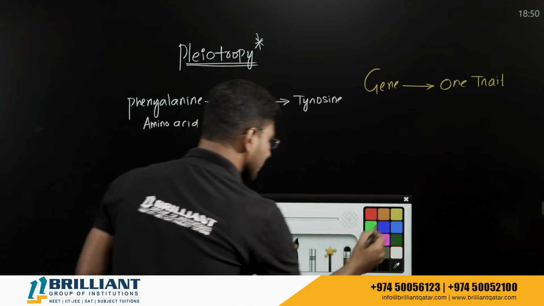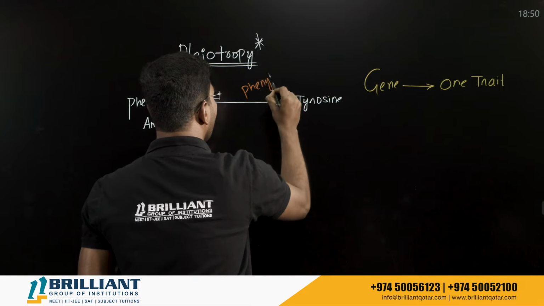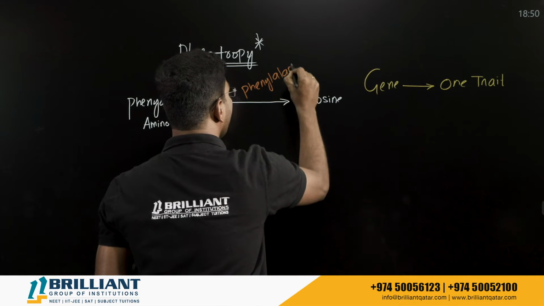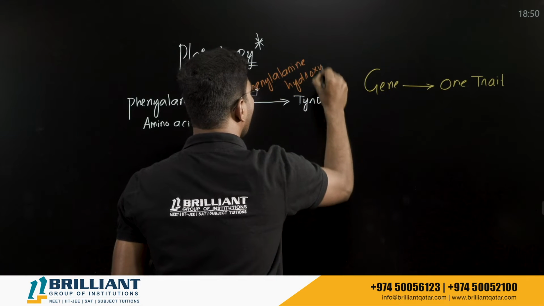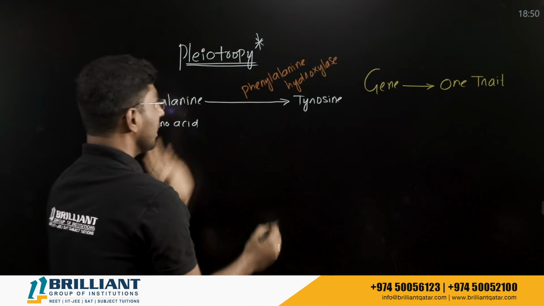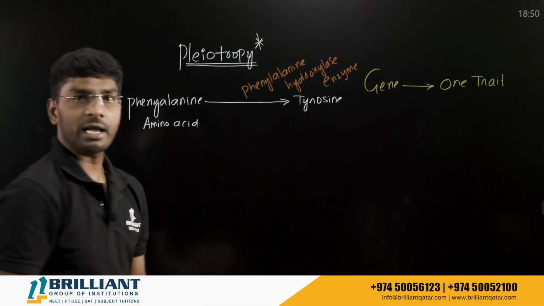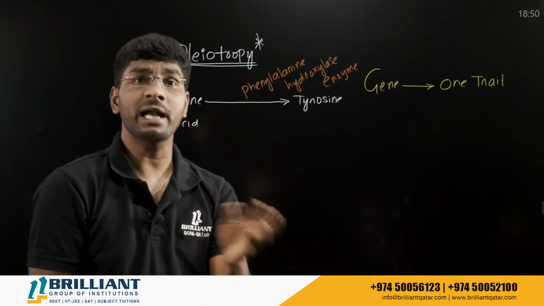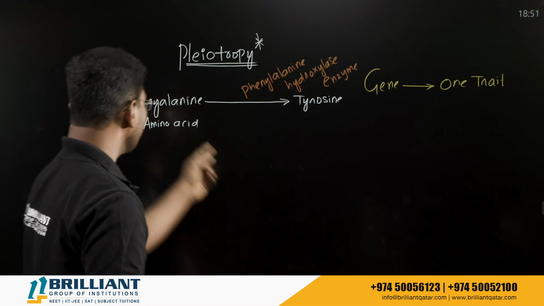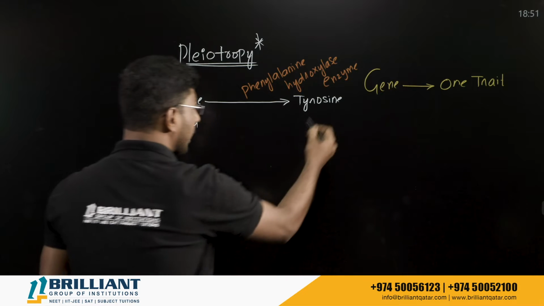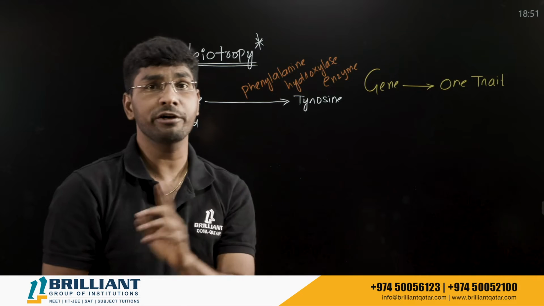So let me write here the enzyme name. This enzyme is phenylalanine hydroxylase enzyme. This enzyme is secreted by the liver, so it's called the hepatic enzyme. Hepatic means liver. So this enzyme is essential to convert phenylalanine to tyrosine. For this process, we need phenylalanine hydroxylase enzyme.